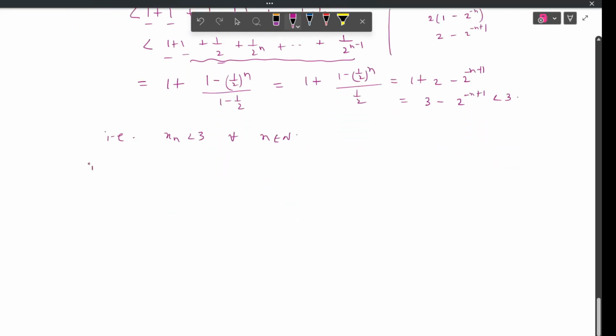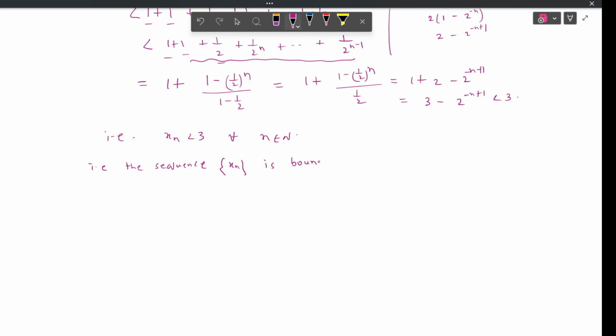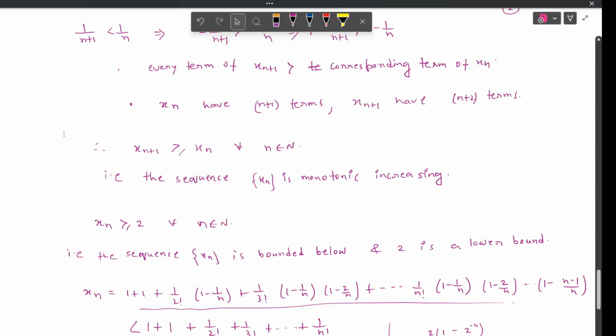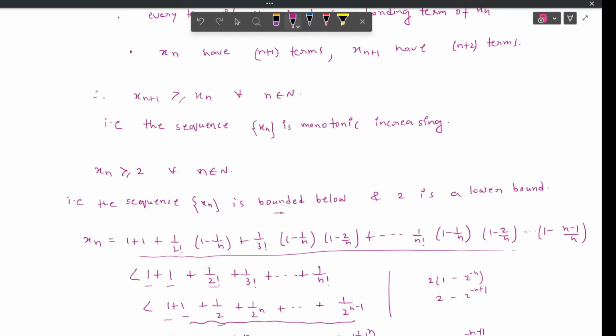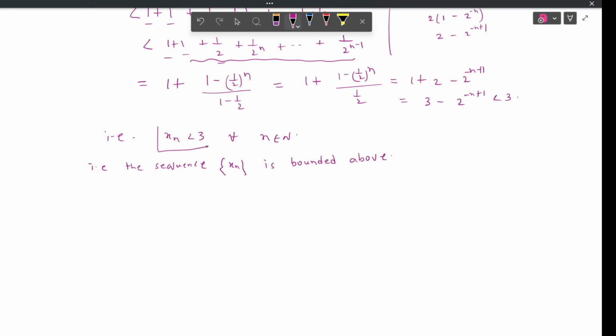So it is confirmed that the sequence xn is bounded above. So we have proved that it is bounded below by this, and by this we have proved that it is bounded above. So we can say that the sequence is bounded, because it is both bounded above and bounded below. So we can say that the sequence xn is monotonic increasing and bounded. So it is convergent.